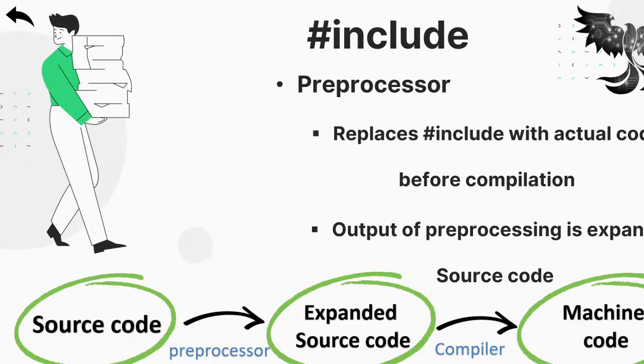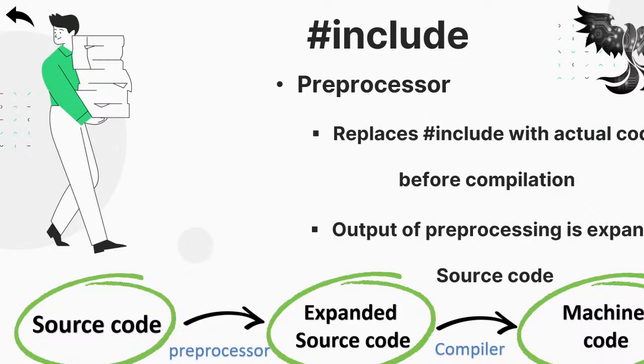Suppose we have written a code, but we are using a function. After hash include, we use the header file. One common one is standard input and output. We are using input and output functions which are already present in the stdio.h header file. So we are connecting our code to the standard input and output header file. Once it is connected, whatever function we declare will run properly.